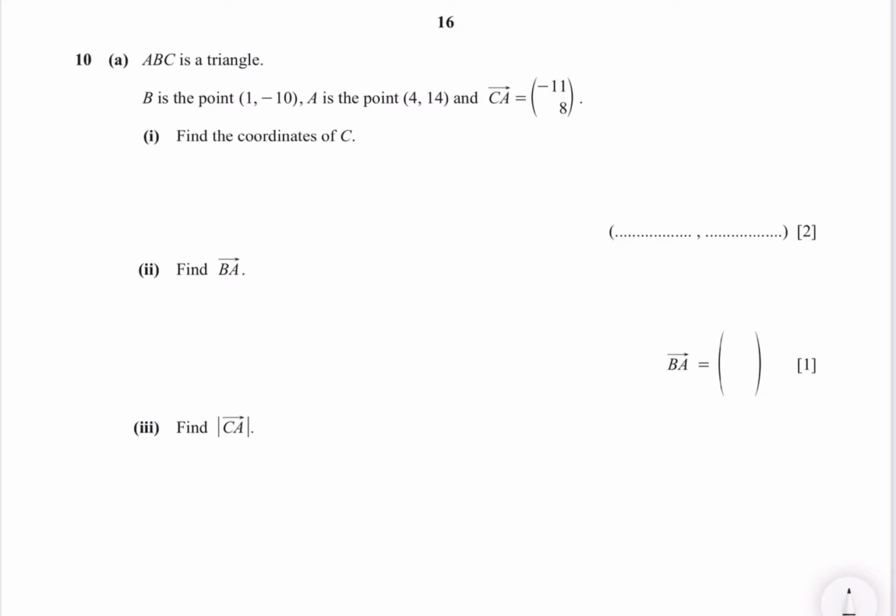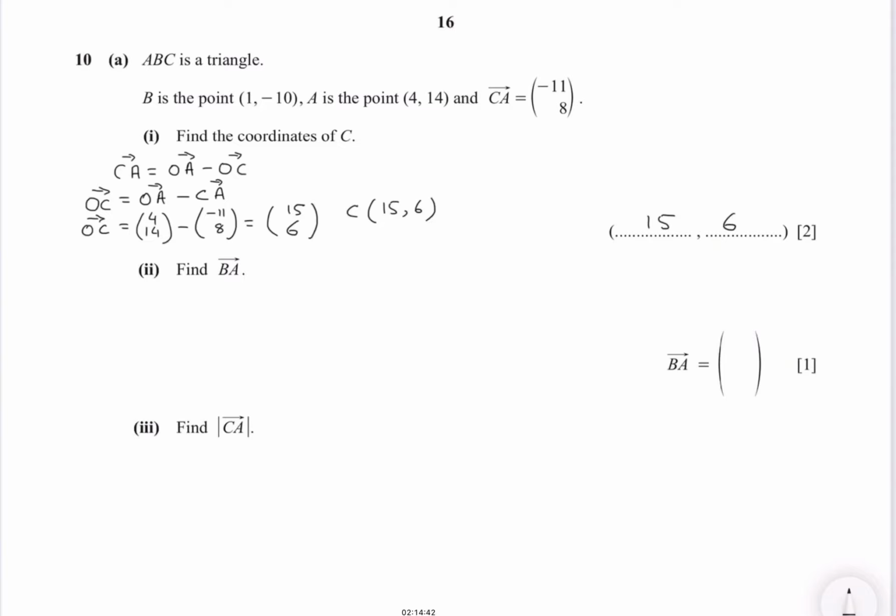ABC is a triangle, find the coordinate of C. Okay, so CA means OA minus OC. So OC is equal to OA minus CA. So OA is 4, 14 and CA is minus 11, 8. 4 minus minus 11 is plus, 4 plus 11 is 15. 14 minus 8 is 6. So this is your OC. And in the shape of coordinates you have to give the answer (15, 6).